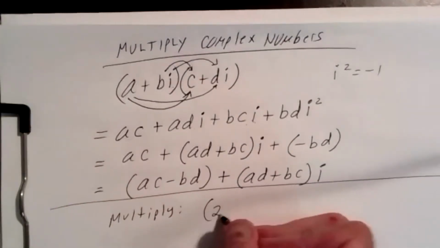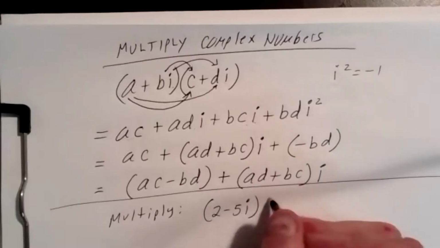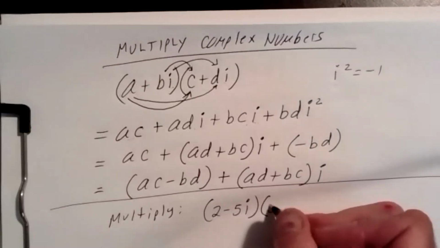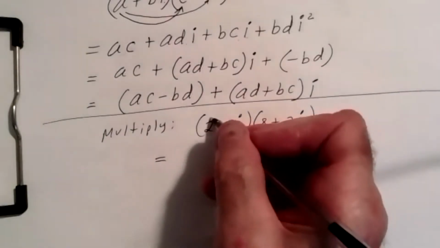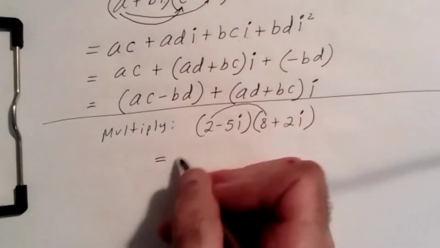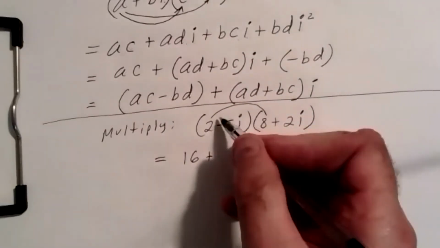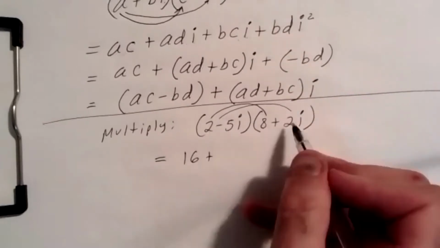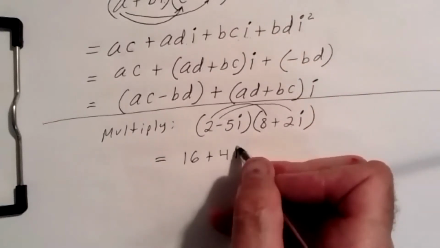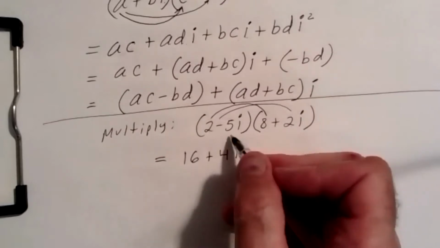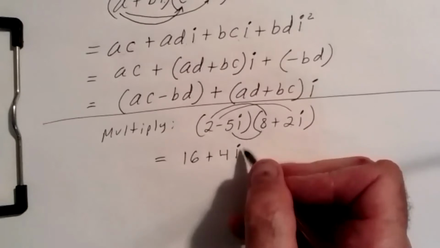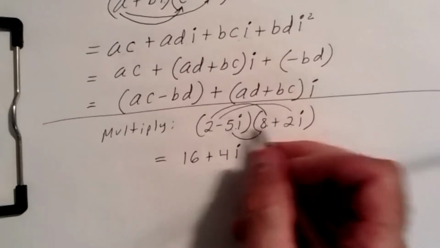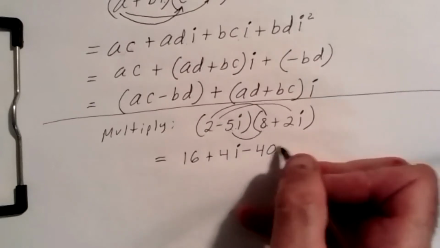Let's try 2 subtract 5i, take this complex number and multiply it by 8 plus 2i. All right, so let's just follow along here. We FOIL this out. 2 times 8 is 16, plus 2 multiplied by 2i over here is plus a 4i. Negative 5i times 8 is minus 40i.